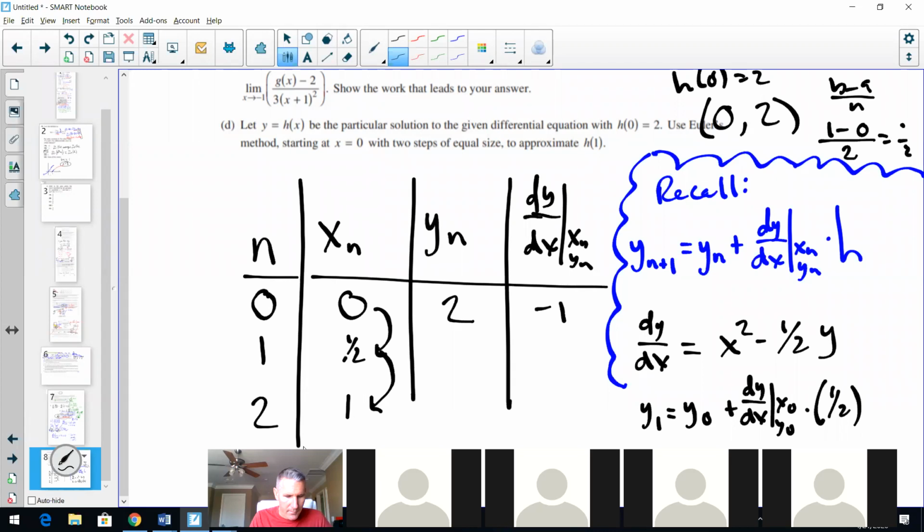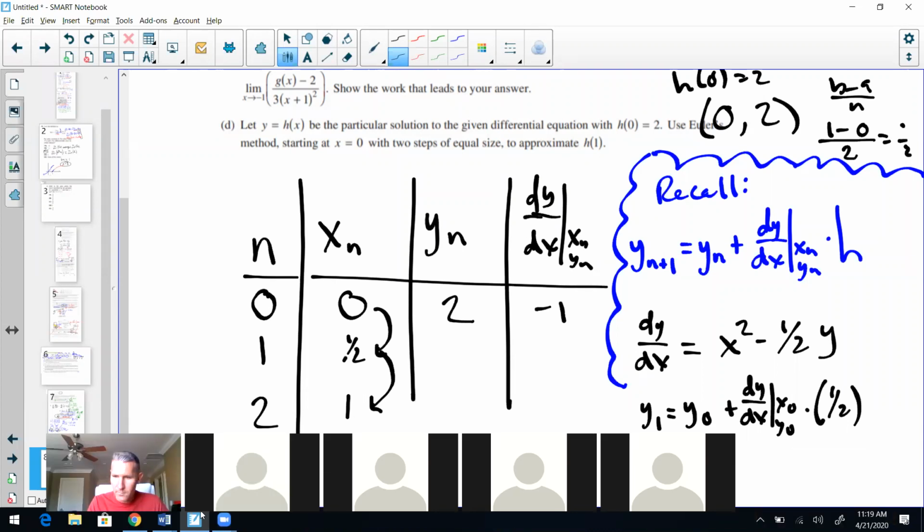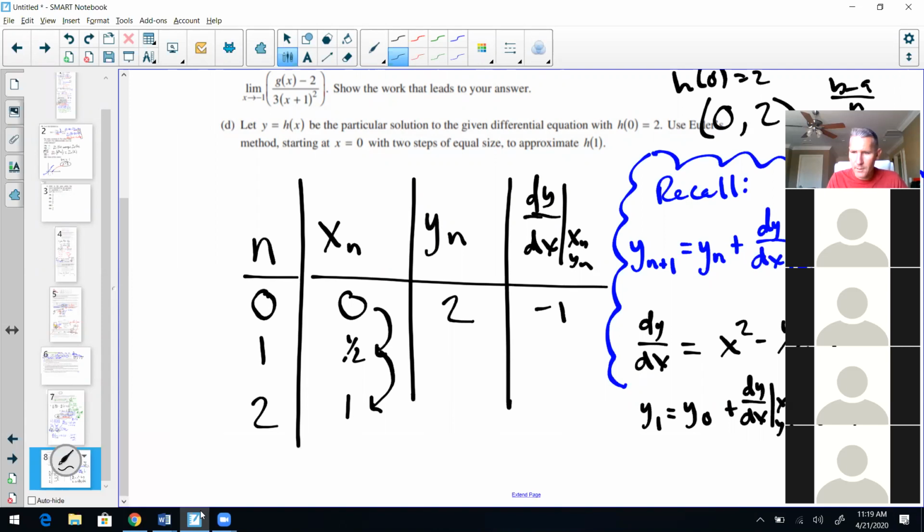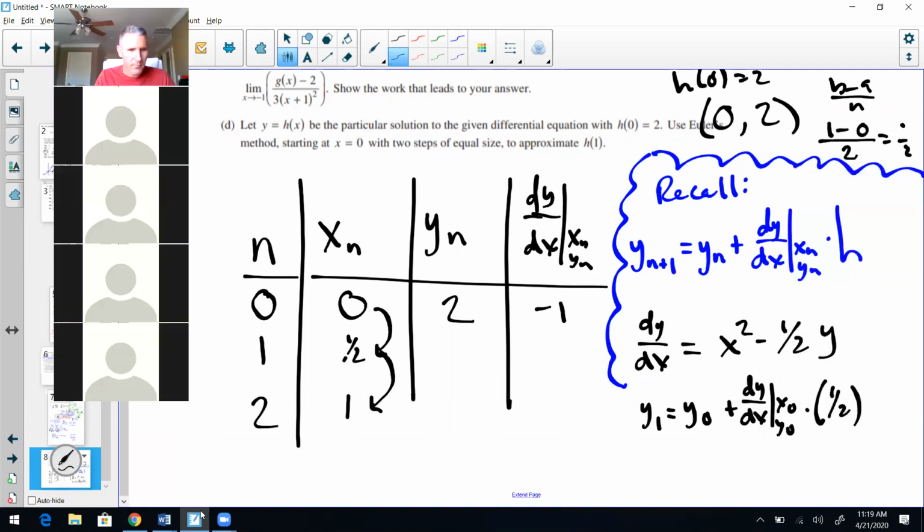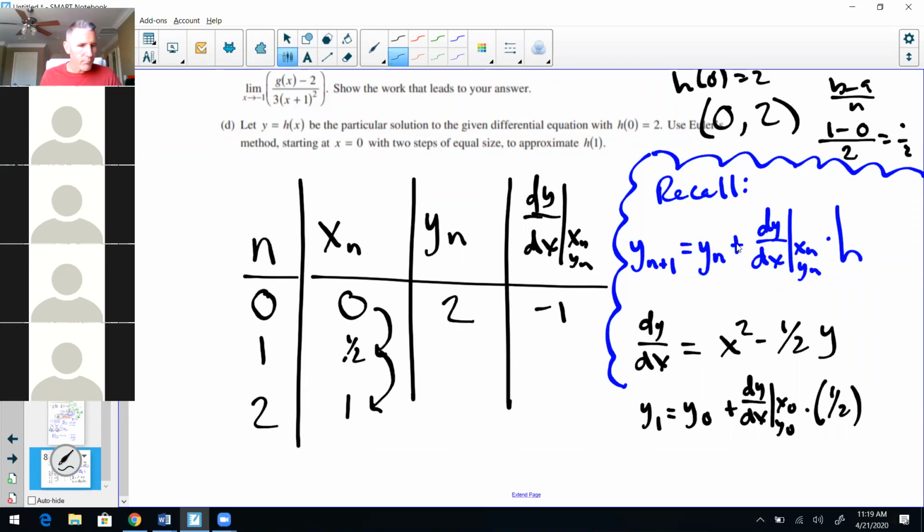Gotta move this again. Gosh. There we go. Can I place that up here? Here we go. Okay, so this tells us that y sub 1 is equal to y sub 0, which is 2, plus dy/dx at x naught, y naught, which is -1, times 1/2. So this is 2 minus 1/2, which is 3/2, right? So that goes here, 3/2.